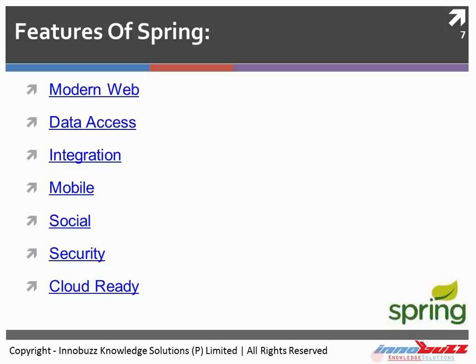Mobile, web support for mobile client platforms including Android and iPhone. Social, because of integration with Facebook, Twitter, LinkedIn and other prominent social networks. Security, authorization control for all tiers and authentication integration to dozens of providers. Cloud ready, Spring applications are supported on all popular cloud platforms like Cloud Foundry, Google App Engine and Amazon EC2. So these are all the key features of Spring.